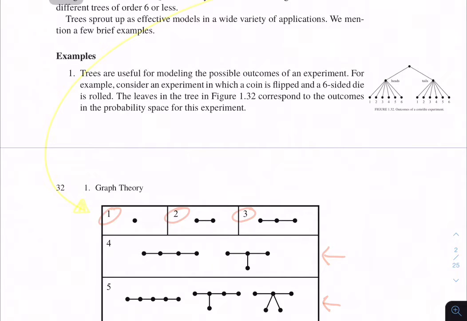Let's look at some applications of trees. Trees are useful for modeling the possible outcomes of an experiment. For example, here we have an experiment in which a coin is flipped and a 6-sided die is rolled. And we can make the following tree where the leaves of the tree correspond to all of the possible outcomes in the probability space for this experiment. For example, this leaf corresponds to when you flip heads on the coin and 2 on the die.